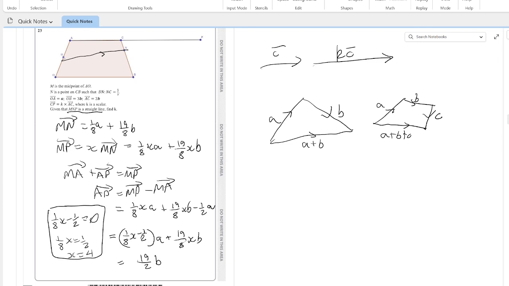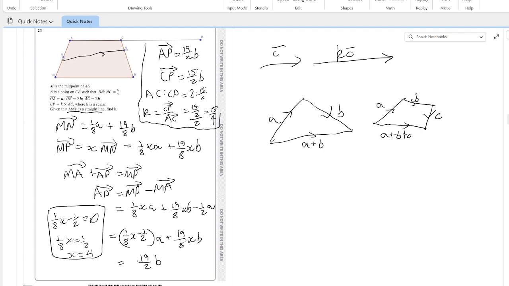So what do we obtain? We get that AP equals 19 over 2 b. So CP, minus 2b, this gives us 15 over 2 b. So AC to CP equals 2 to 15 over 2. So what is k? k equals CP over AC, which is 15 over 2 over 2, which equals 15 over 4. Let's put this in a box here.